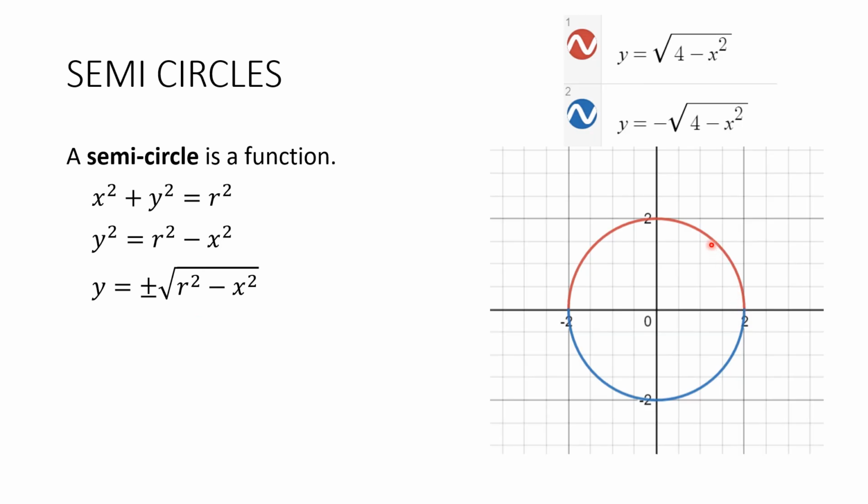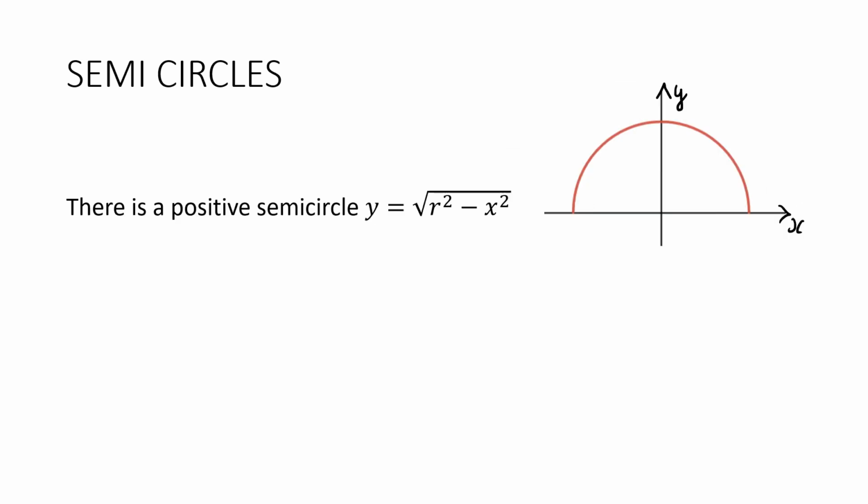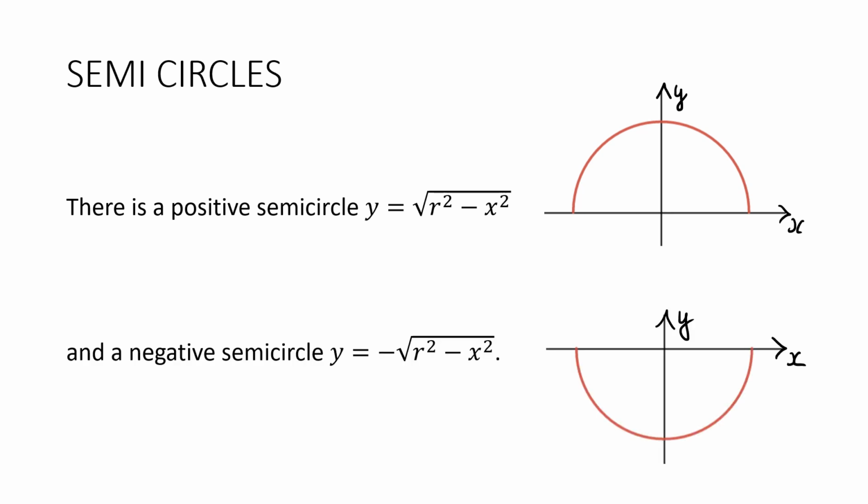So this one here is the positive square root, and the blue semicircle here is the negative square root. So our general positive semicircle is y is equal to the square root of r squared minus x squared, and the general negative semicircle is y is equal to negative the square root of r squared minus x squared. Now in the advanced course, we only need to worry about semicircles centered at 0, 0.